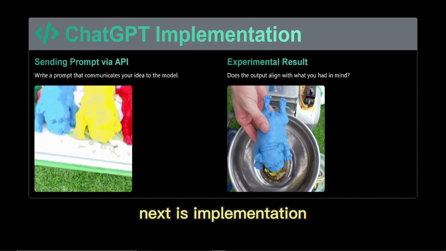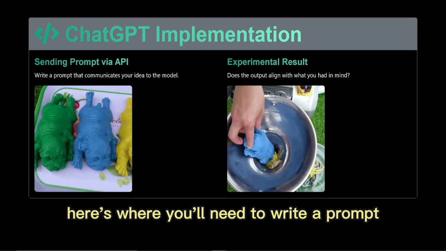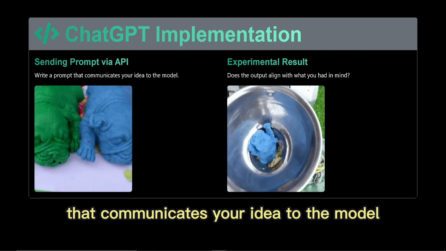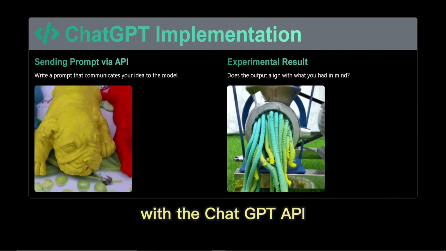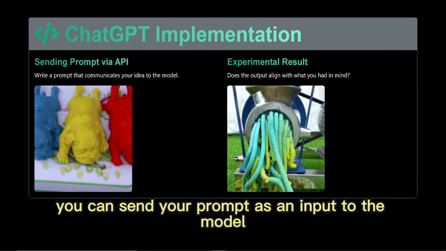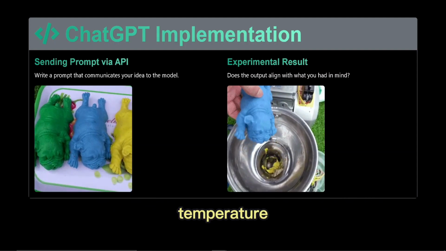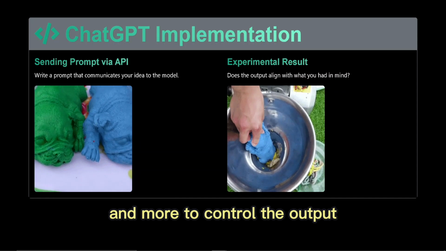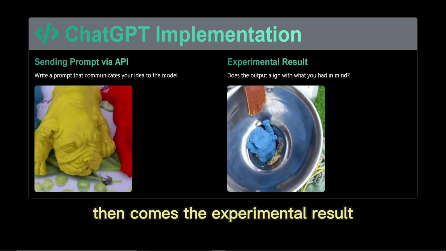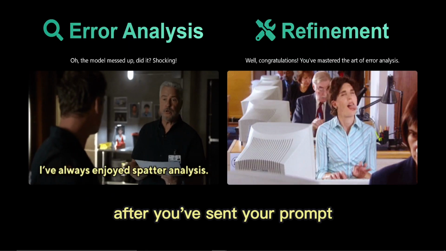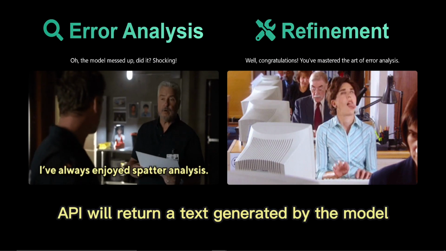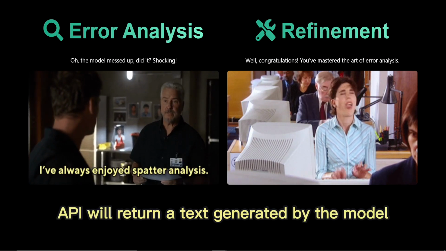Next is implementation. Here's where you'll need to write a prompt that communicates your idea to the model. With the ChatGPT API, you can send your prompt as an input to the model and specify other parameters like max tokens, temperature, and more to control the output. Then comes the experimental result. After you've sent your prompt, the ChatGPT API will return a text generated by the model.